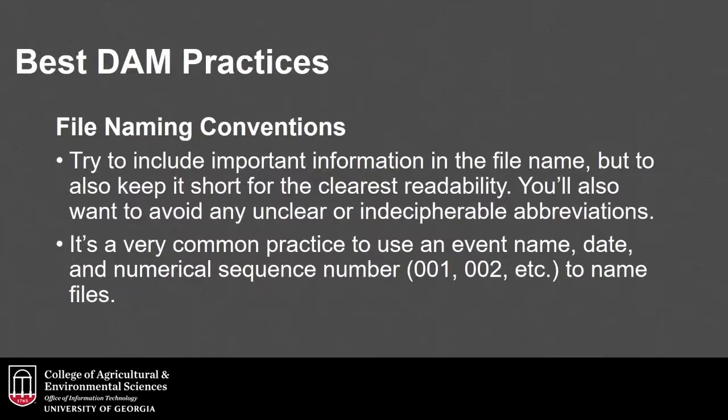Also, abbreviations that are indecipherable or unclear, stay away from those if you can. It's also a very common practice, and I do a lot, to use an event name and a date and a numerical sequence to name files. So, your county 4-H camp 2018 001 002, so that you know exactly when and where that was. And then again, with the hierarchy, put it in a folder that makes sense.